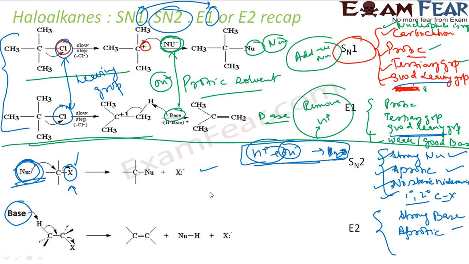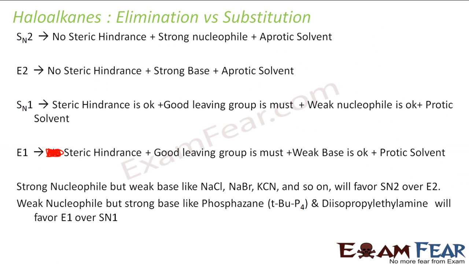So I'll make sure the solution is aprotic. Also, it is good that it is 1 degree or 2 degree, but this is not much critical here, because even if there is steric hindrance, the base can attack. But it is good that it is a lower degree. In this case, the base attacks the hydrogen of this carbon, and the halogen leaves from the other carbon, so a double bond is formed. We have discussed this reaction mechanism earlier also. So to repeat, let's have this slide.